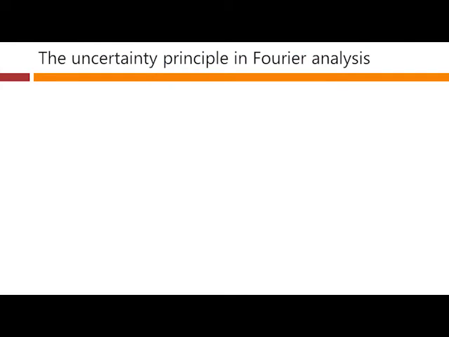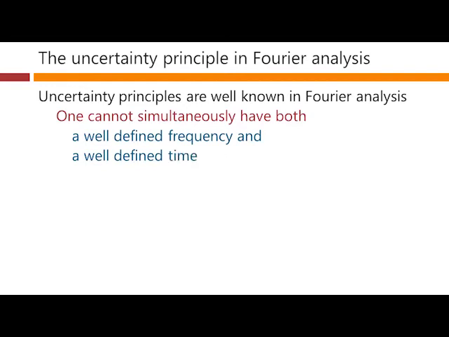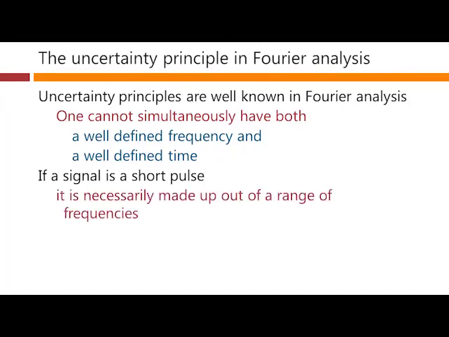As we said, this notion is quite common also in the classical world. We mentioned it in the relation between uncertainty in time and uncertainty in frequency. We can look at that one more explicitly. Of course, this kind of uncertainty principle is already well known in the mathematical subject of Fourier analysis. One cannot simultaneously have both a well-defined frequency and a well-defined time for a signal. If a signal is a short pulse, it is necessarily made up out of a range of frequencies, some range of order delta omega, for example.